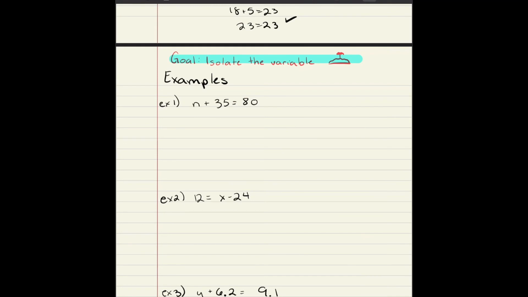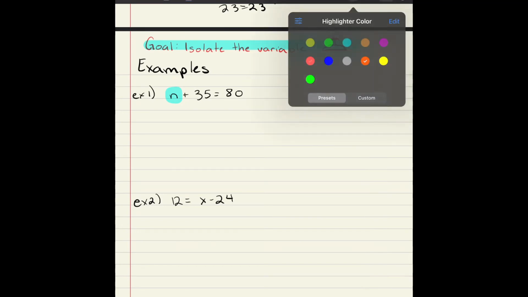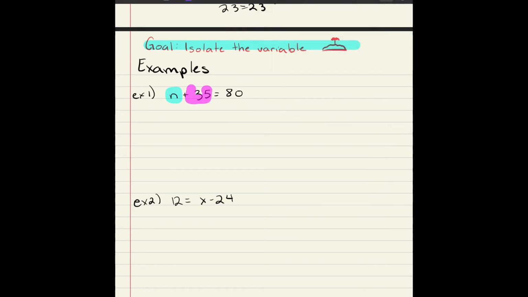All right, let's look at some examples. So for example 1, we have n plus 35 equals 80. So we need to solve for n. And remember, our goal is to isolate the variable. So our variable is n, so we want to get that by itself. And this is the term we will be moving to the other side. So since it's plus 35, I'm going to do minus 35 to cancel it out.